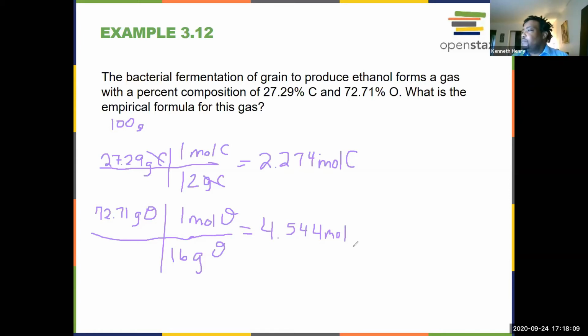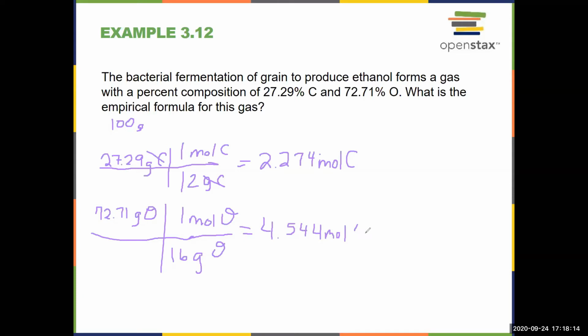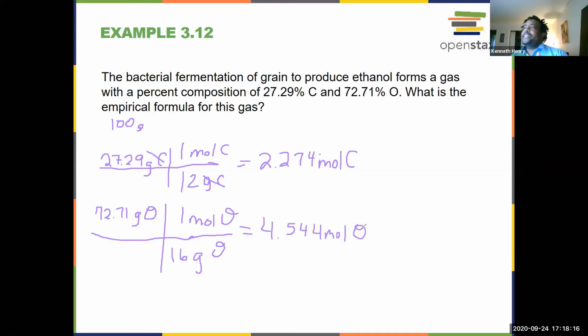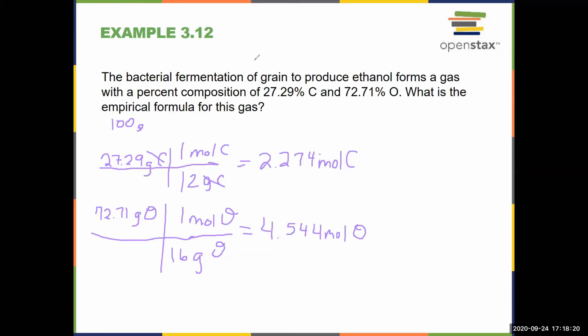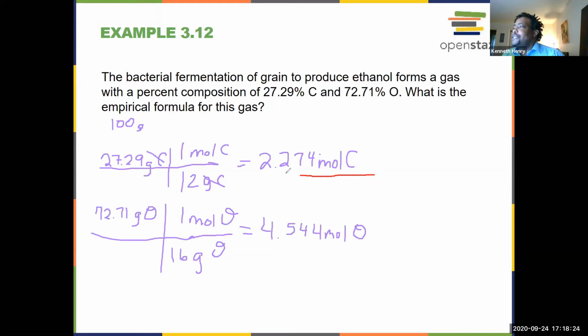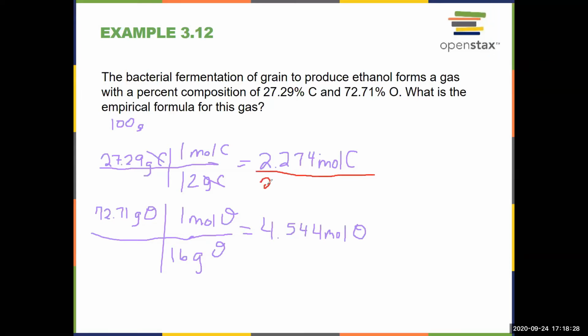Okay, so then what do I do? You divide by the smallest. Okay, you have to say that one at a time so I can understand what you're saying. Divide by the smallest. Okay, so which is smaller? Oh, carbon.